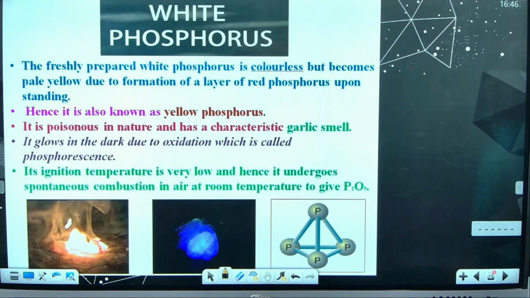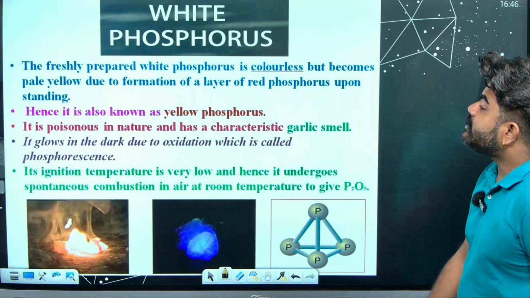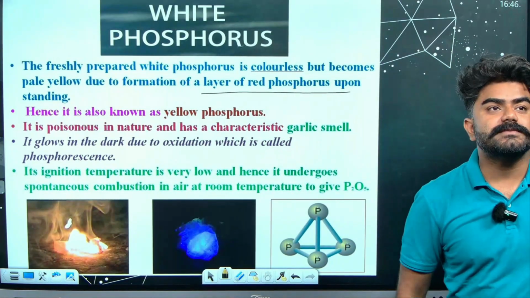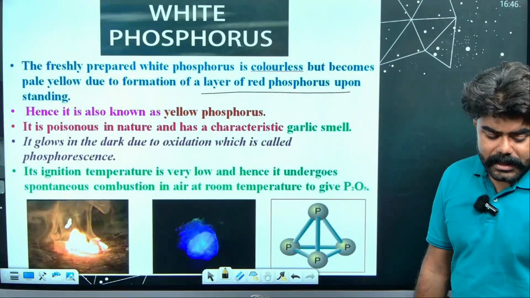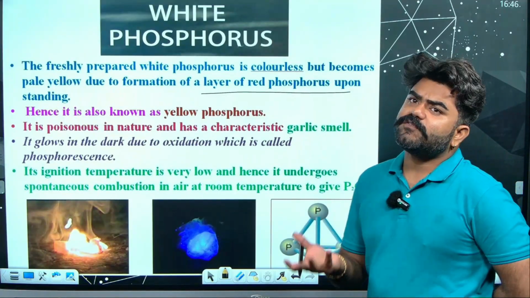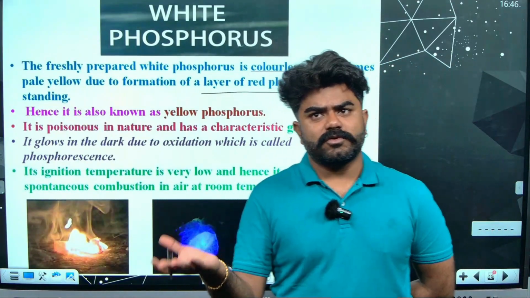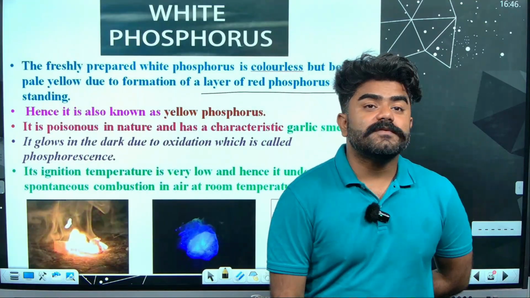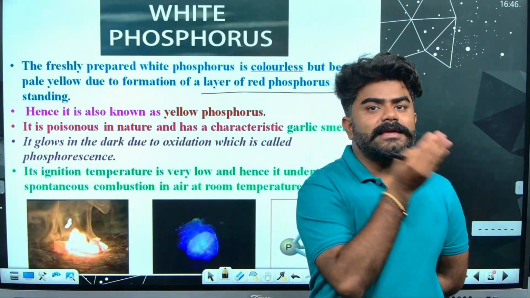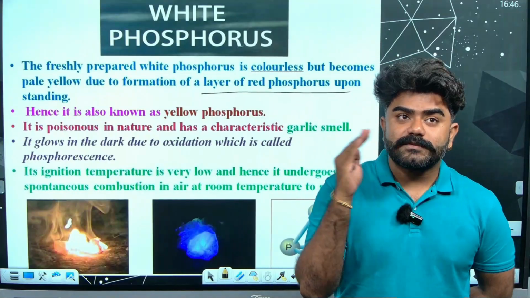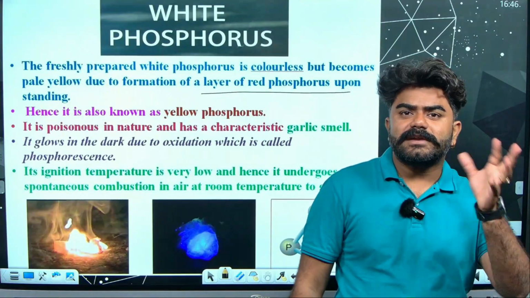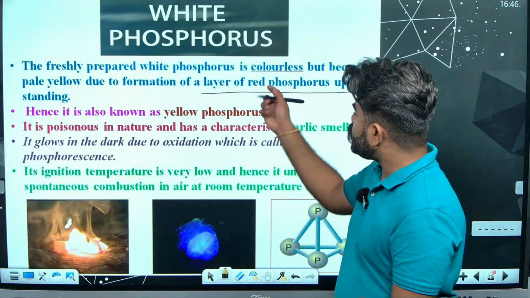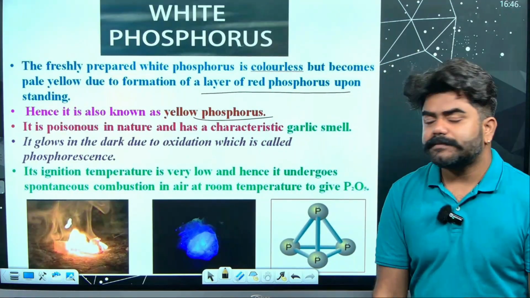White phosphorus is colorless and it becomes yellow due to formation of a layer of red phosphorus upon exposure to air. Basically, if we just leave white phosphorus in air, it becomes yellow in color because of the formation of a layer of red phosphorus around it. So it means white phosphorus easily converts to red phosphorus. Hence this is also called yellow phosphorus.